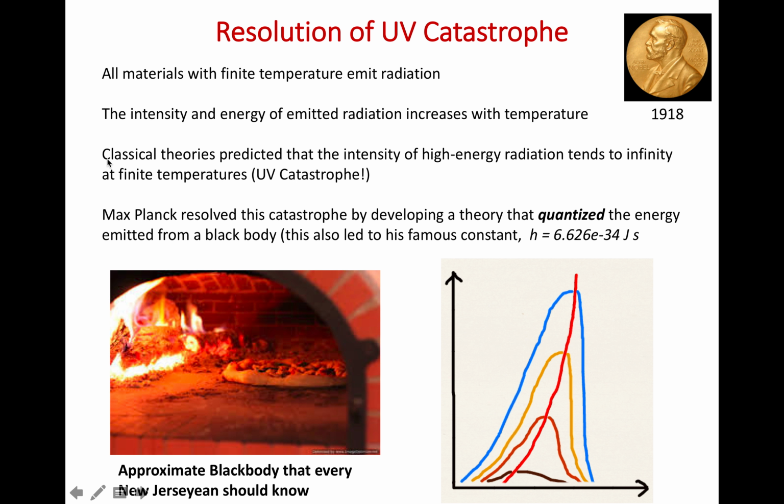Okay, so at the time before Planck, the classical way of thinking led people to believe that the intensity of higher energy radiation would tend to infinity at finite temperatures, and this was called the ultraviolet catastrophe. And so Max Planck had this revolutionary idea, which is that he would quantize the energy that was emitted from objects, and this one change made all the difference and allowed him to derive a formula that did not diverge at finite temperatures.